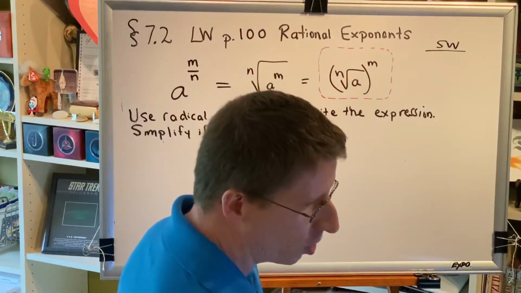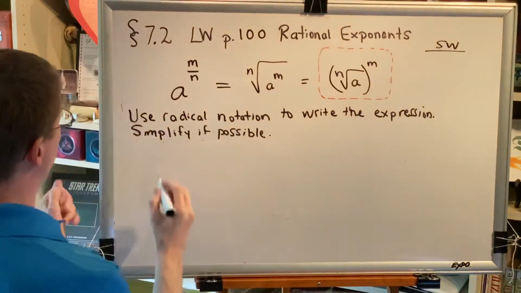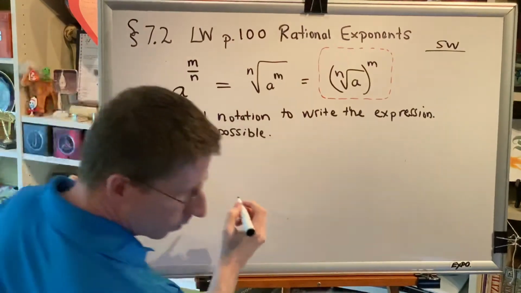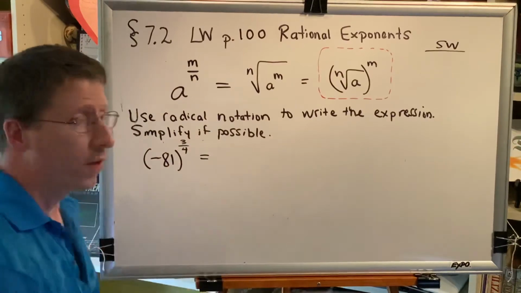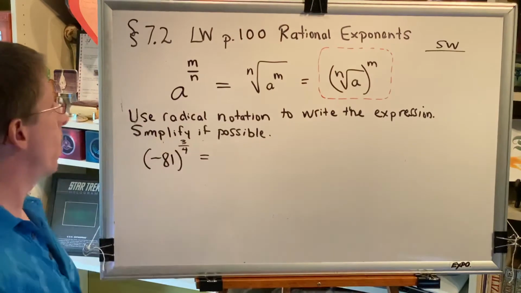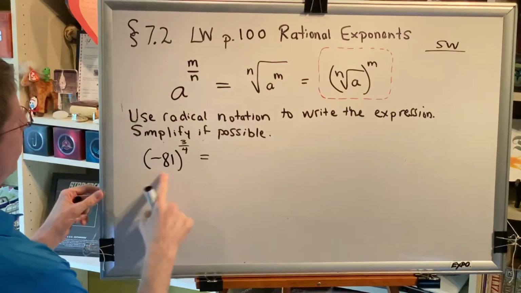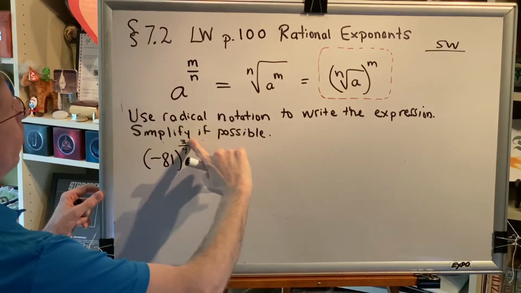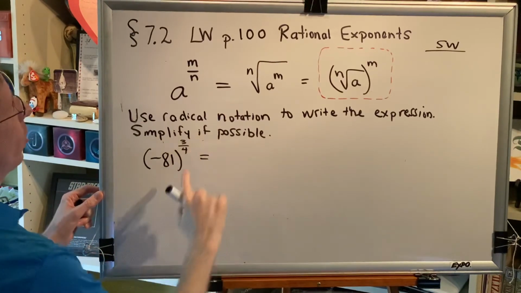Use radical notation to write the expression. Simplify if possible. Use your calculator to check your answer. Okay, for this problem we have the base, -81, being raised to the exponent of 3/4. Let's rewrite this. a, the base, is -81 in parentheses. m, the exponent numerator, is 3. And n, the exponent denominator, is 4.